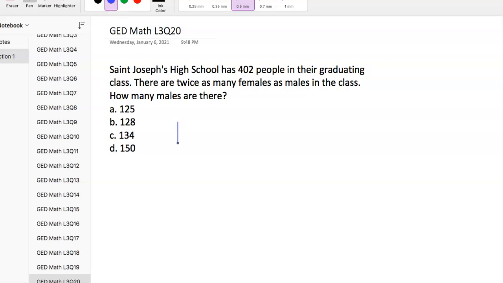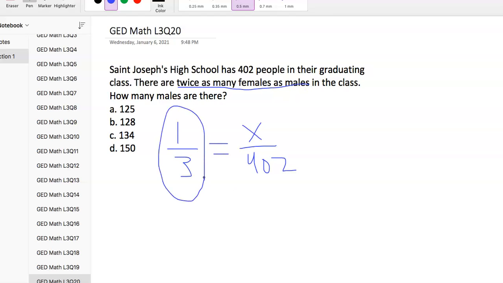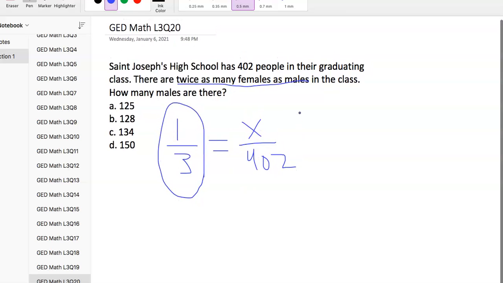And so what they're really saying is that 1/3 of the students are male. A lot of people make the mistake of thinking, when they see twice as many females as males, that this number should be 1/2 and not 1/3. But think about what it is. Okay, so we go and solve this. We'll put this over here.